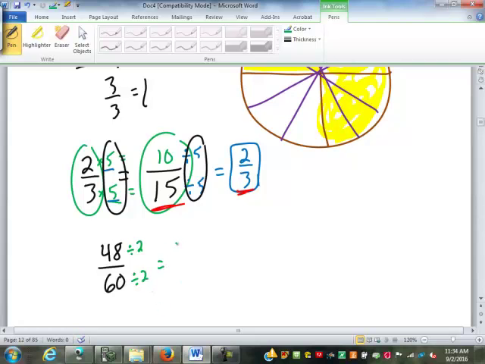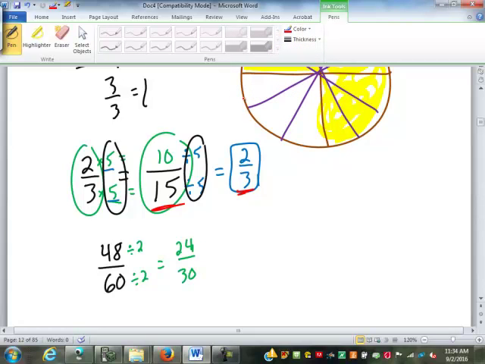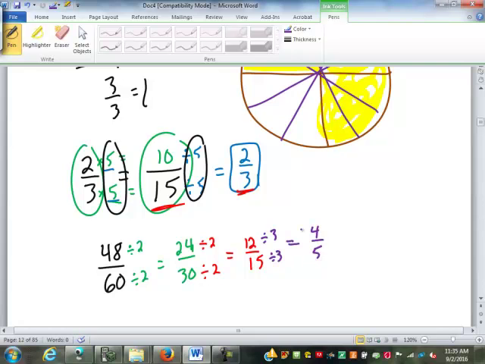So if I go ahead and divide by 2, I have 24 and 30. Now, obviously, I'm not done reducing it, but at this point there are smaller numbers, and it's easier for me to see what I can divide them both by. They're still both even, so I'm going to divide by 2 again. 24 divided by 2 is 12. 30 divided by 2 is 15. Well, the 2's aren't going to work anymore, but now that they're smaller, I can see that both of them can be divided by what? 3. 12 divided by 3 is 4. 15 divided by 3 is 5.